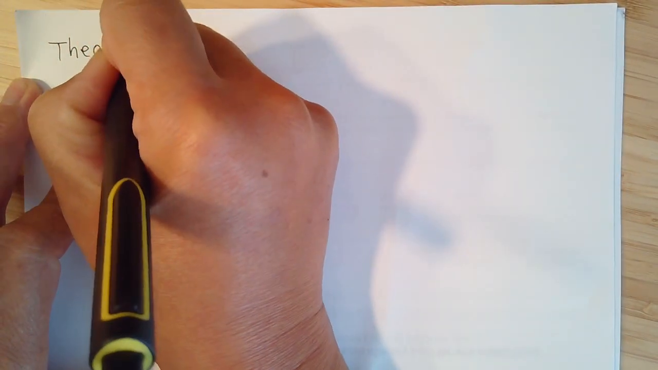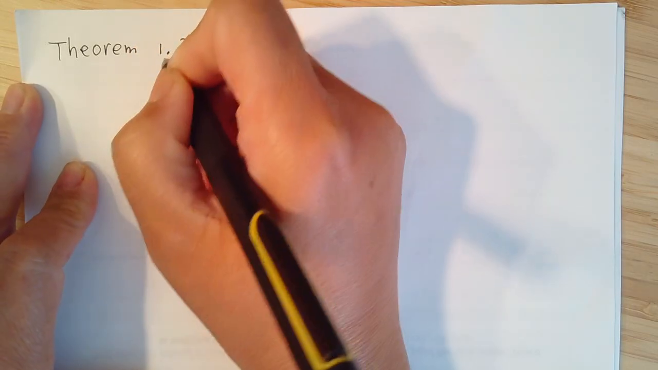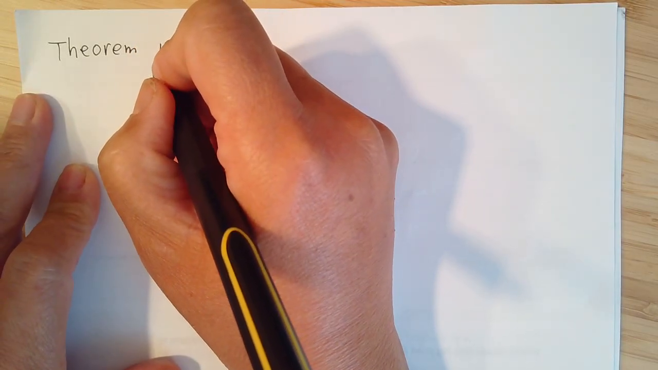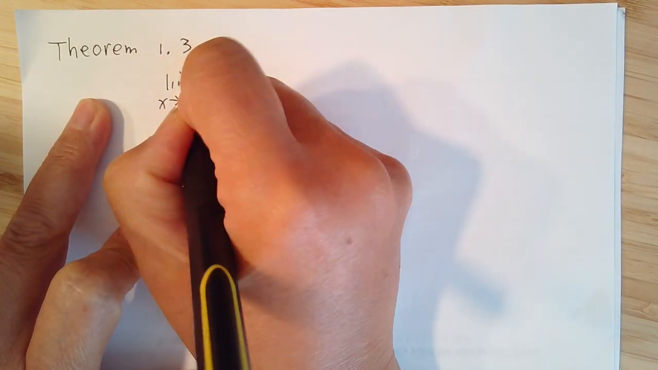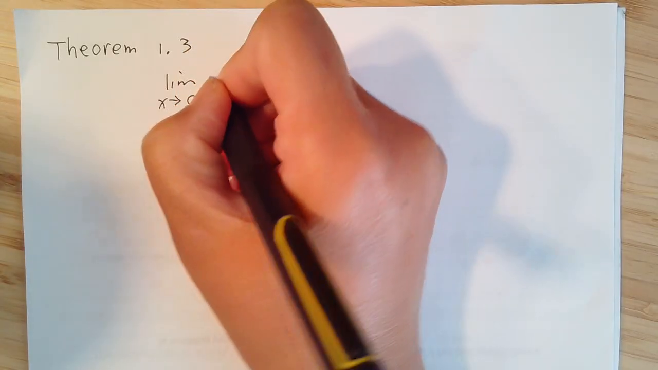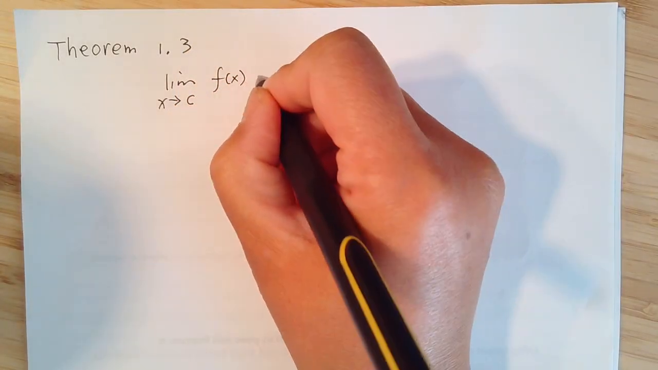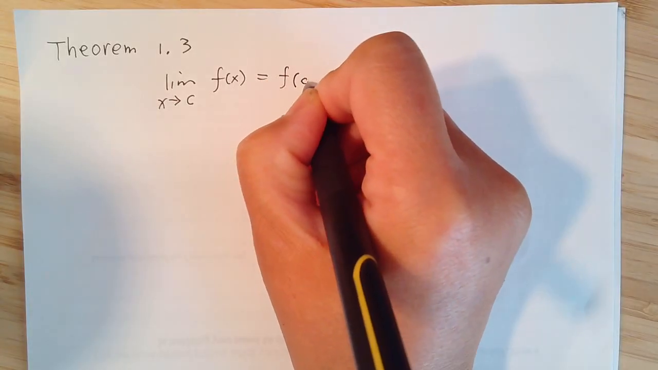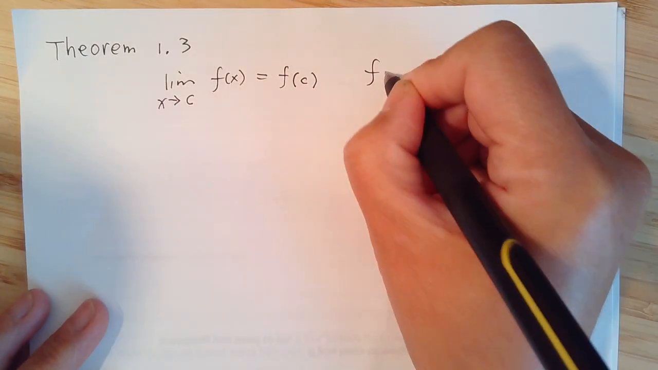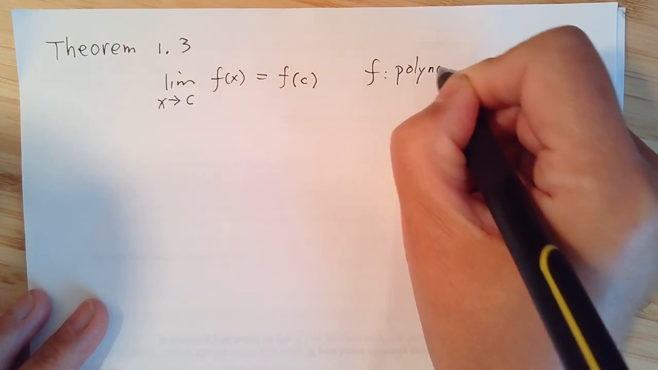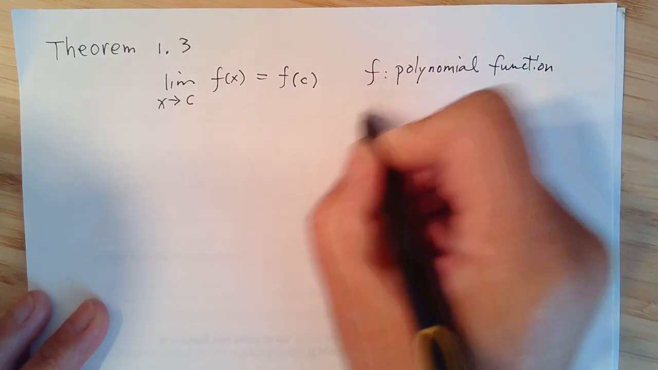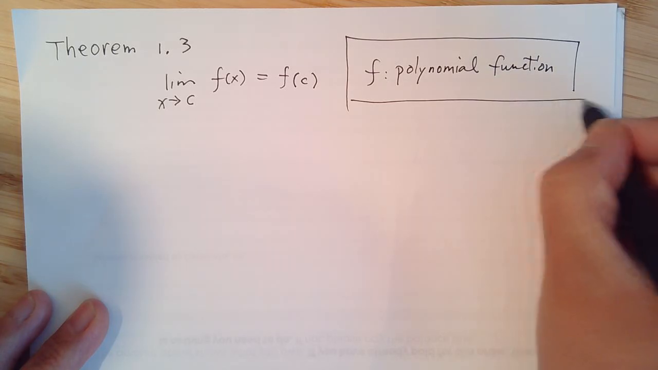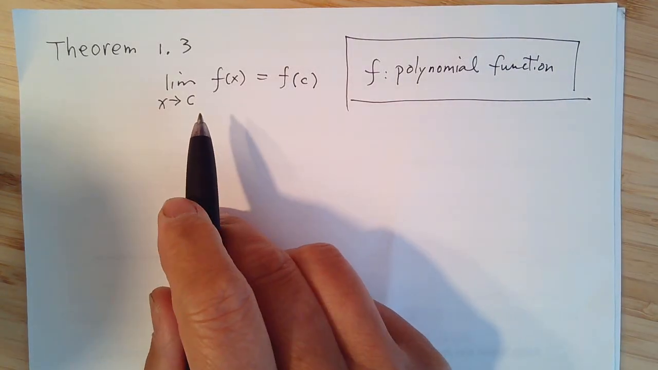Theorem 1.3. When the limit as x approaches c of f of x equals f of c, f is a polynomial function. For a polynomial function, you can just use the direct substitution method.